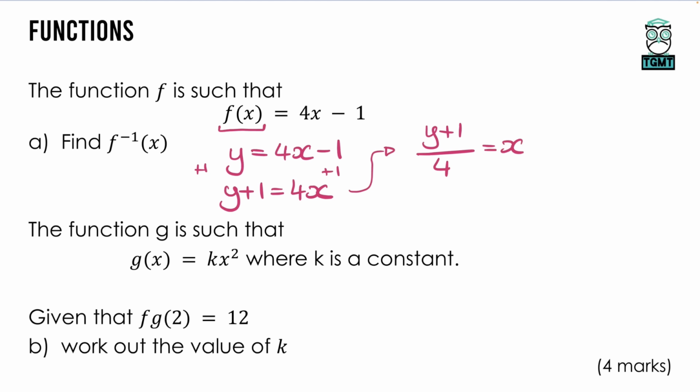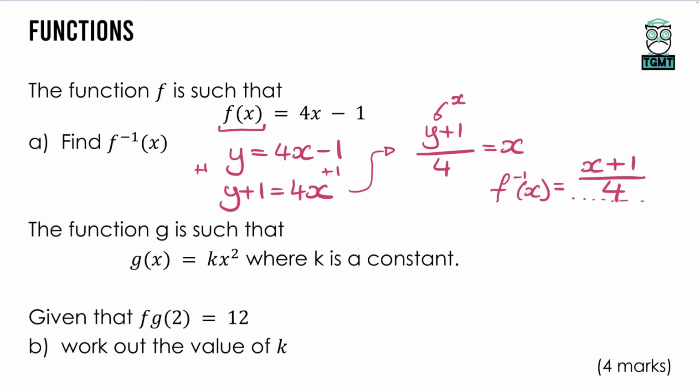Now at this point, normally on your dotted line, you would have f to the minus 1 of x equals, and then dot, dot, dot, dot, dot. So before we put that fraction in, we just need to swap the y back for an x, and our function would be x plus 1 over 4.